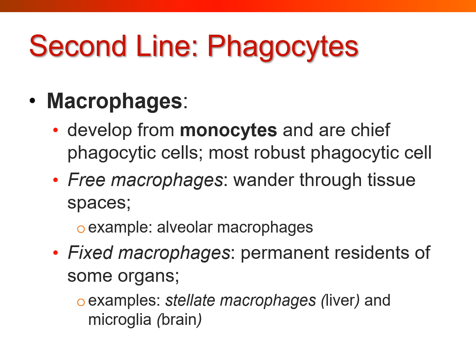Another example of a fixed macrophage is a particular type of macrophage that lives in the liver, and this is called a stellate macrophage. And the reason why it's called stellate is because it looks like a star. Stellar means star. So these are a couple of examples of how macrophages can be somewhat variable in their performance in the body, but wherever they are, they're going to be the big eaters.